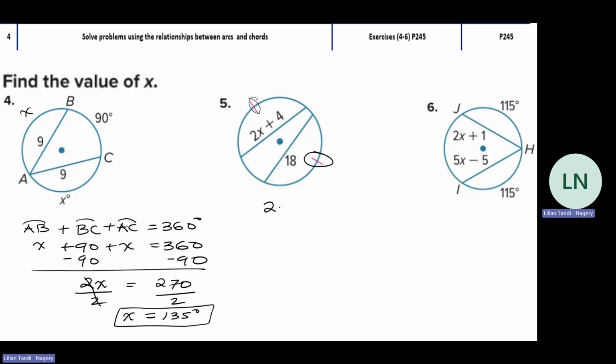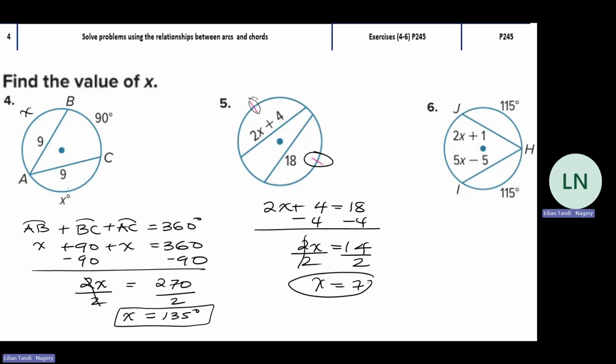So then I can just write 2x plus 4 equals 18. I subtract 4 on both sides. I get 2x equals 14. I divide by 2 on both sides. x is 7. Box your answer. Okay? All right. This arc is equal to this arc, meaning this chord is equal to this chord.